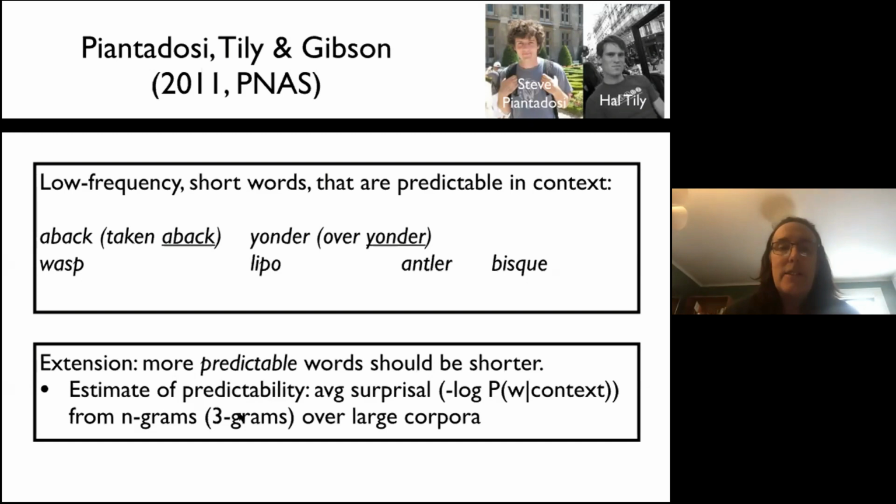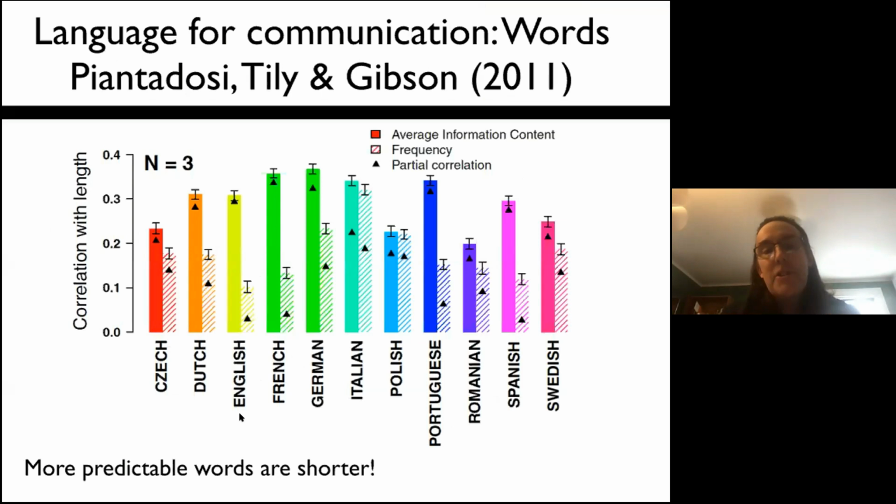And so in 2009, Google released these n-grams, which are these sequences of two or three or four words across many languages, 11 languages.